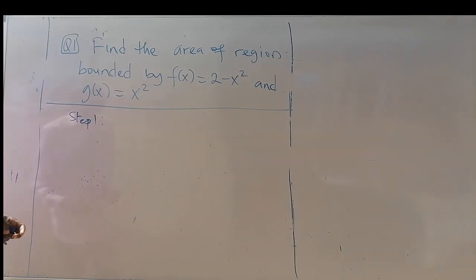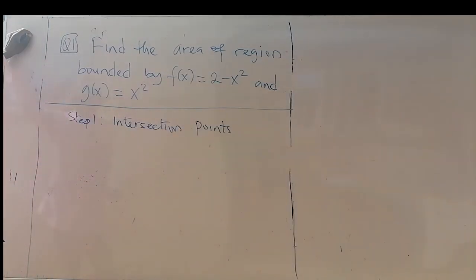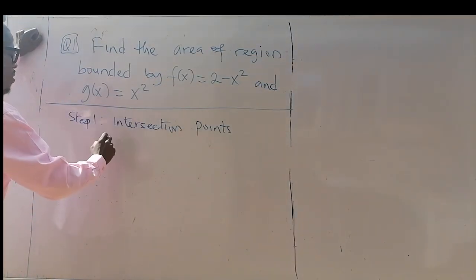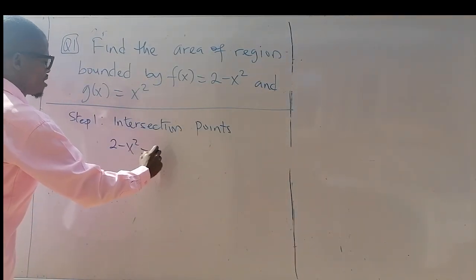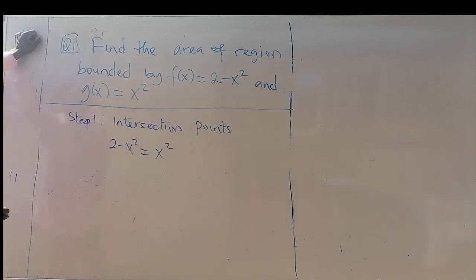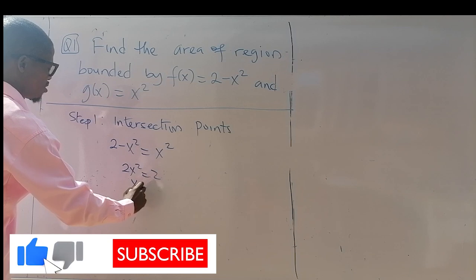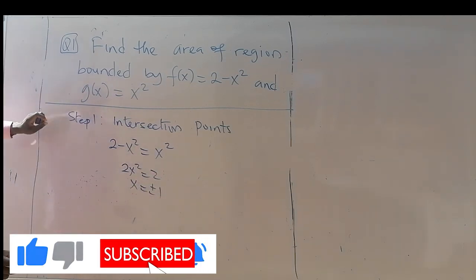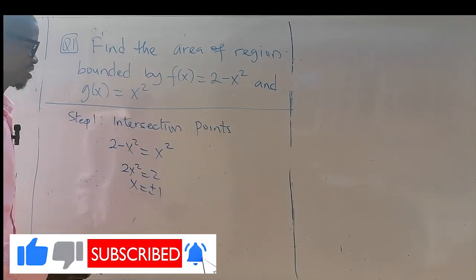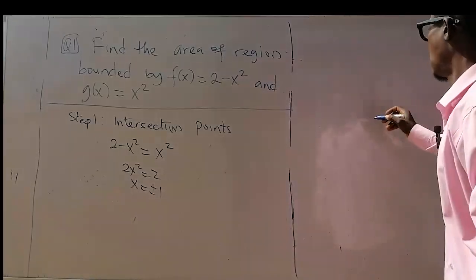Step 1, find the point of intersection where the two graphs are equal. So where they meet, equate the two equations together, f of x and g of x. That will be 2x squared equal to 2, so x is equal to plus or minus 1. So they intersect at those points. Okay, we can draw our graph.